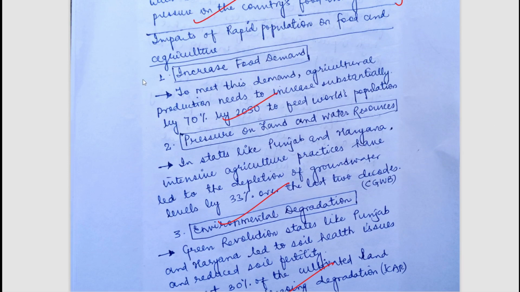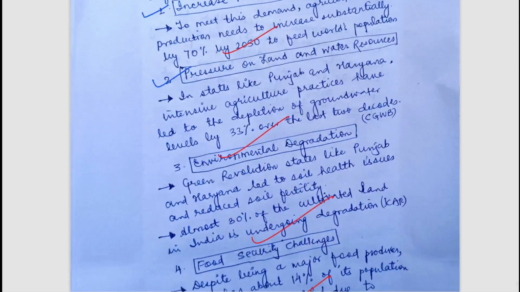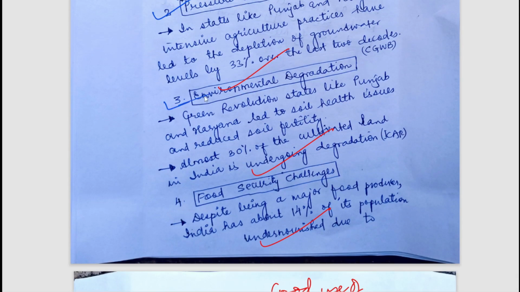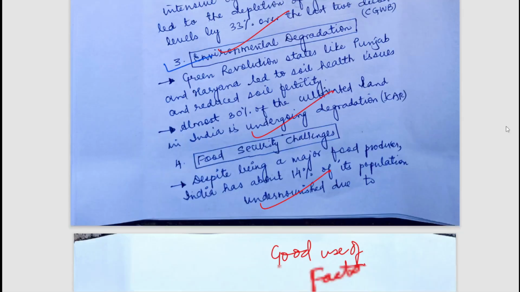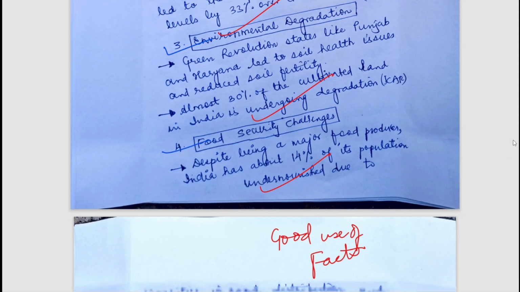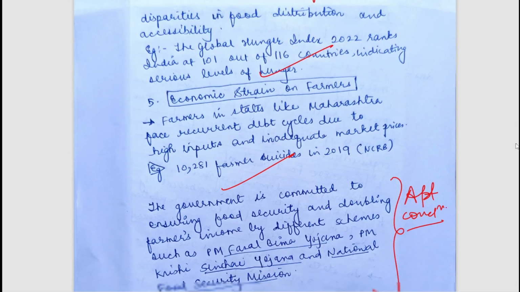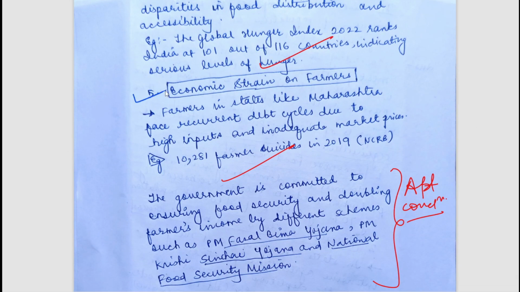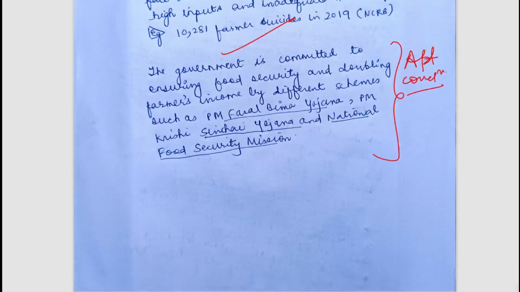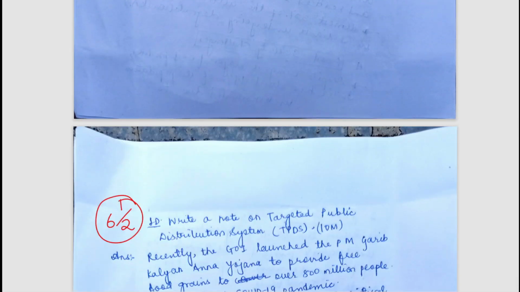First of all, if the population increases, the food demand will increase. There will be pressure on land and water resources. Obviously, there will be environmental degradation because for a high amount of food production, we will need a high amount of fertilizers and irrigation. We will face food security challenges. There will be economic strain on farmers also. So these are some of the common points. You can add more points to it also.